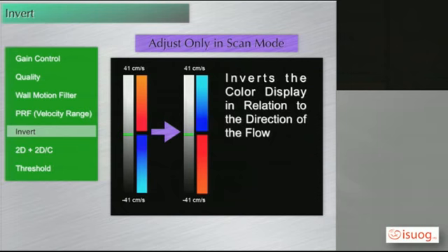The invert function simply inverts the color display for direction of blood flow. This is useful when inverting the B-mode image on the screen and desiring to display the color flow in the direction the blood is actually flowing on the B-mode image.